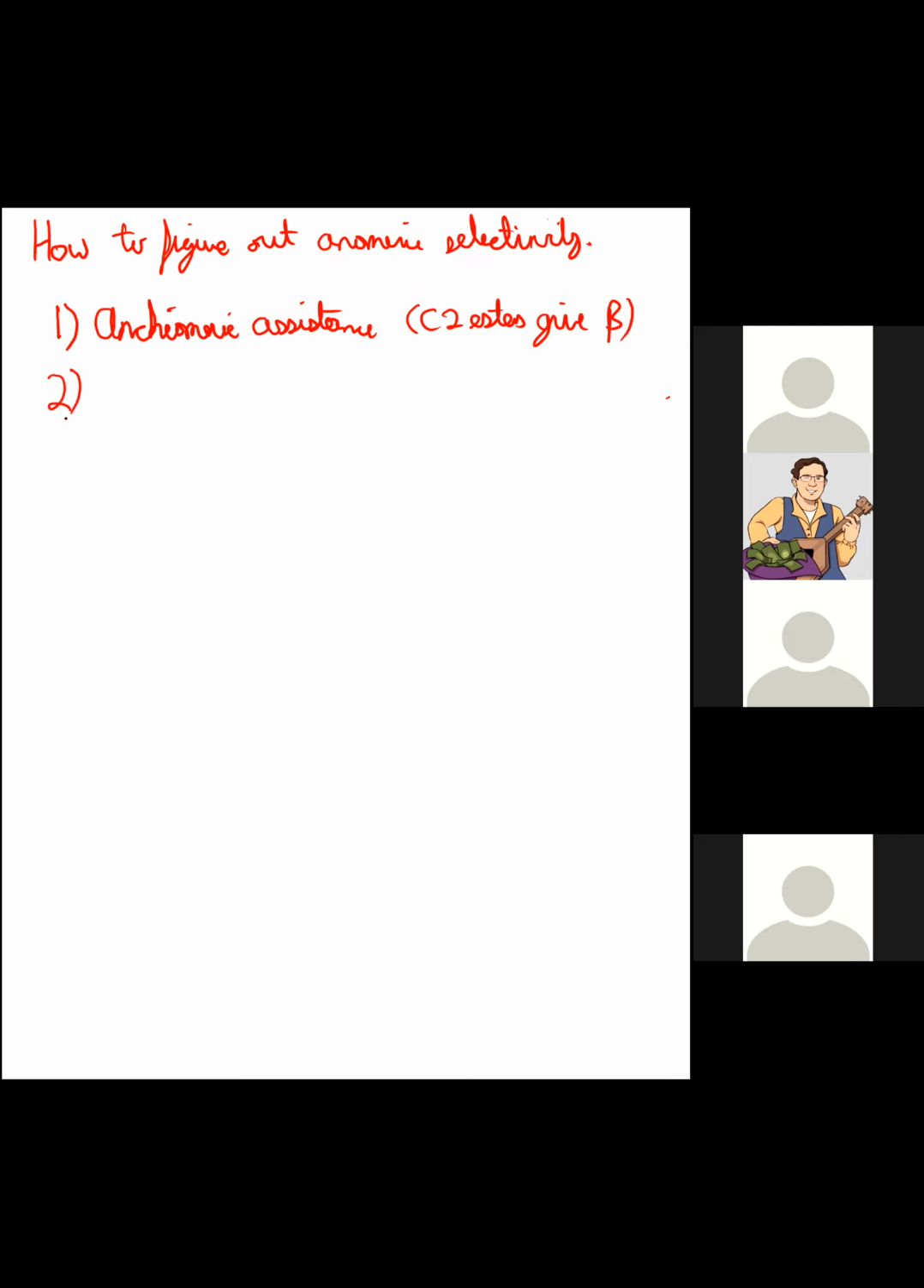Two, solvent effects. So if you don't have anchimeric assistance, then you look at solvent. Three, anomeric effect. If there is no real solvent effect one way or the other, then you're going to fall back on the basic anomeric effect of preferring alpha.